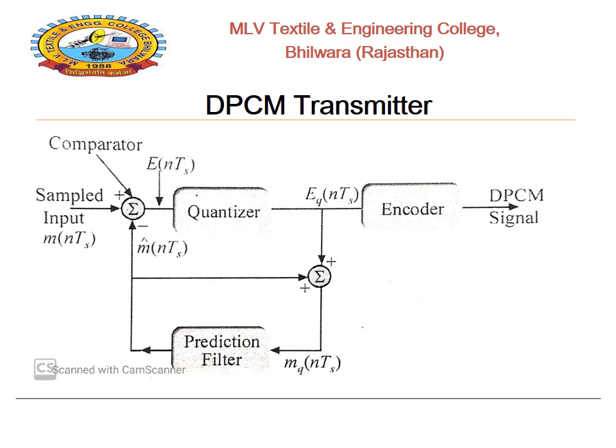The first summer basically works as a comparator, because one input is positive and the other input is negative. So it provides the difference between m of nTs and m cap of nTs. It is known as e of nTs, the error between the sampled input and the prediction filter output.